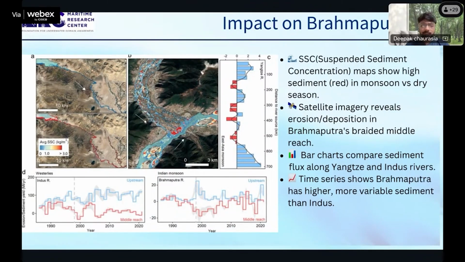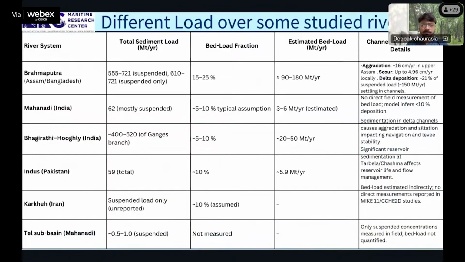As we can see in the graph, suspended sediment concentration increases in the monsoon as compared to the dry season, even compared to the Indus River. For our Brahmaputra, it is always increasing. We can see in the bar chart, compared to the Ganges and Indus River. Even the graph is also saying that Brahmaputra has very variable sediment, so modeling is very important.